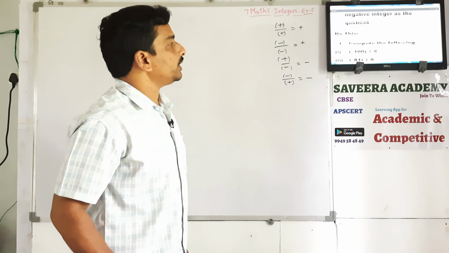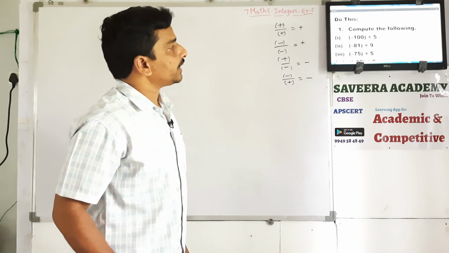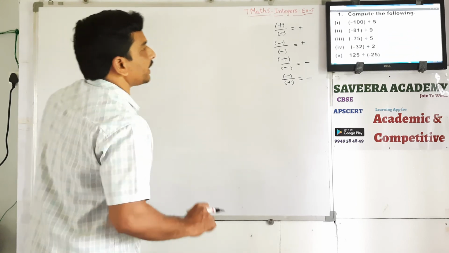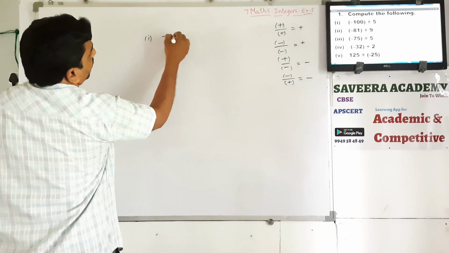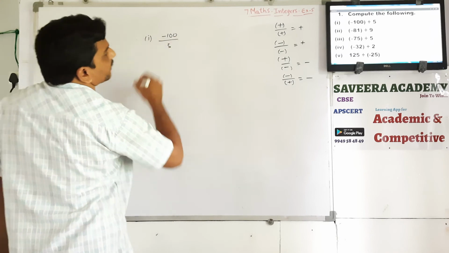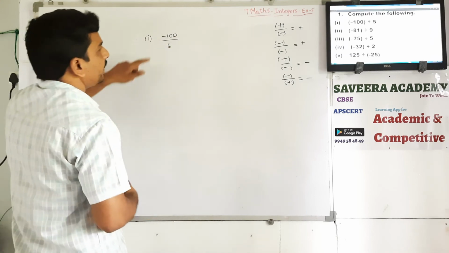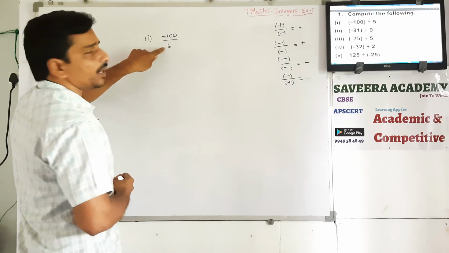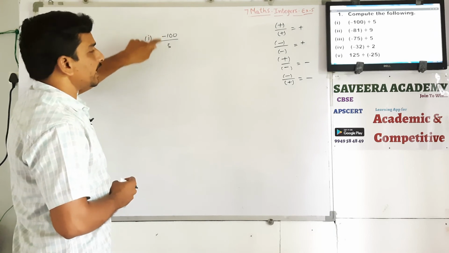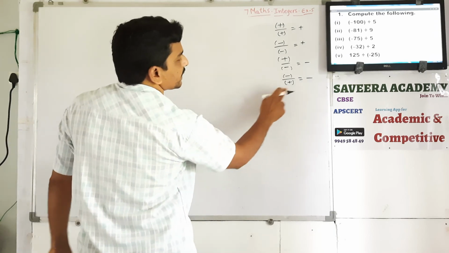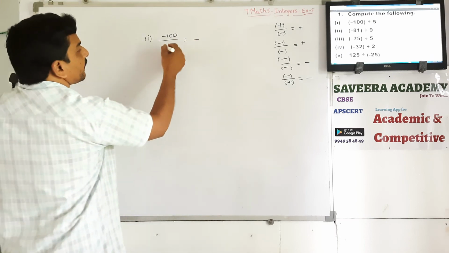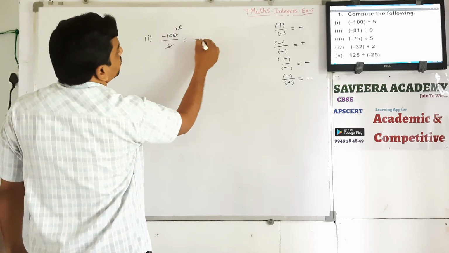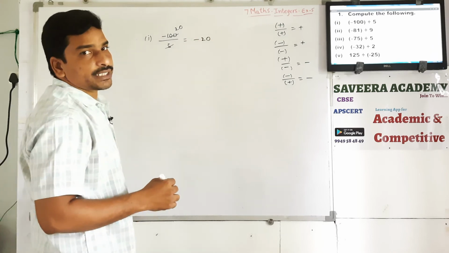Next, here see, do this. First one, compute the following. Minus 100 divided by 5. Here you have to understand, minus divided by plus. Nothing is there, means plus. Minus by plus, you will get minus first of all. Minus 100 by 5, how many times does it go? 20 times it goes. So minus 20 is the answer.